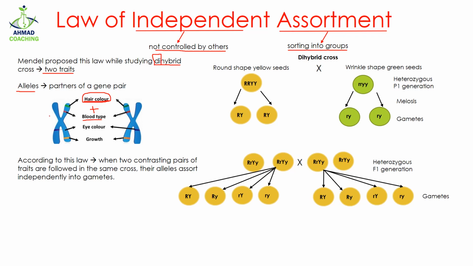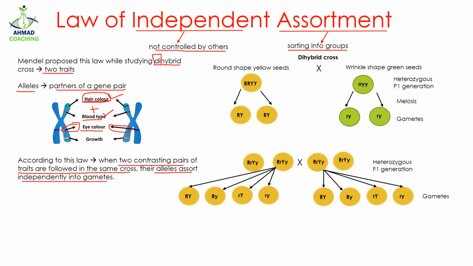In my previous lesson, I have already told you what alleles are. The alleles are the partners of a gene which are present on the homologous chromosomes. For example, the alleles for the eye color are present here as well as here. So these are the homologous chromosomes and these are the alleles. According to this law, when 2 contrasting pairs of traits are followed in the same cross, it means that when you are studying 2 different traits, for example hair color and blood type, in the same cross, their alleles assort independently into the gametes.